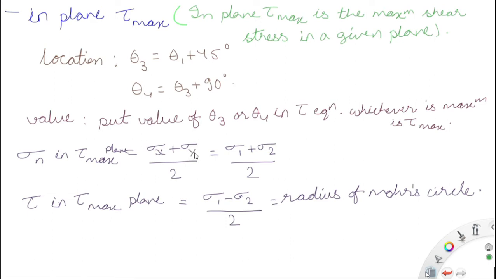Now the shear stress in the tau max plane. The shear stress in the tau max plane is equal to (sigma 1 minus sigma 2) by 2, where sigma 1 is the major principal stress and sigma 2 is the minor principal stress, and half of that is also equal to the radius of the Mohr circle. So the Mohr circle we will see.